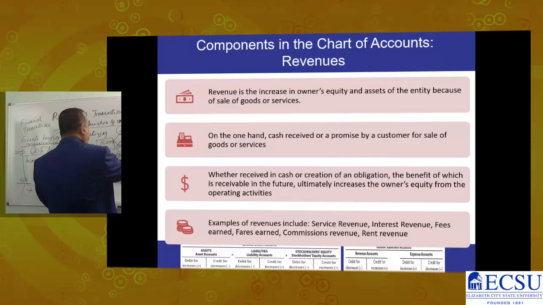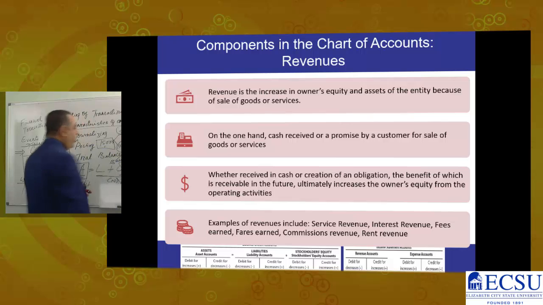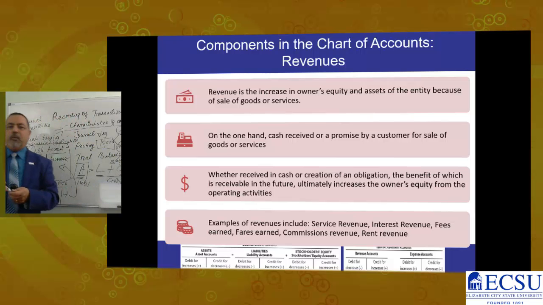So we talked about these 1, 2, and 3. Now we are going to talk about the rest of the items. There are 2 more items, as you can see: revenue and expenses.